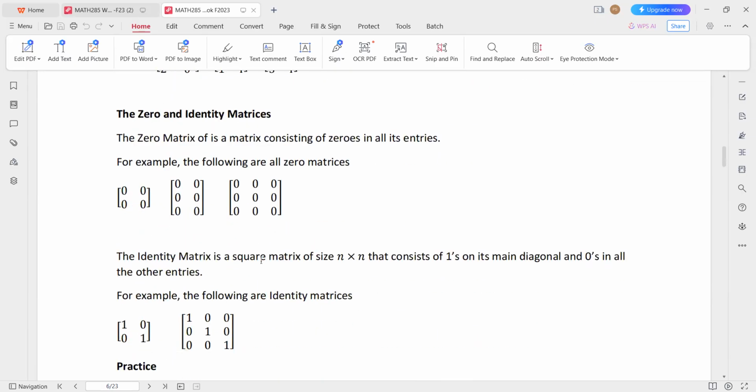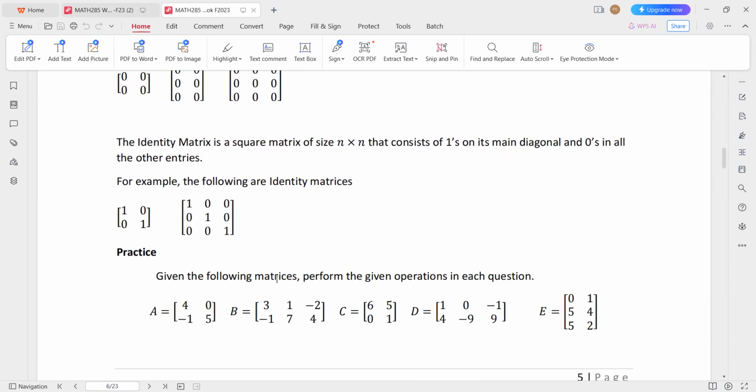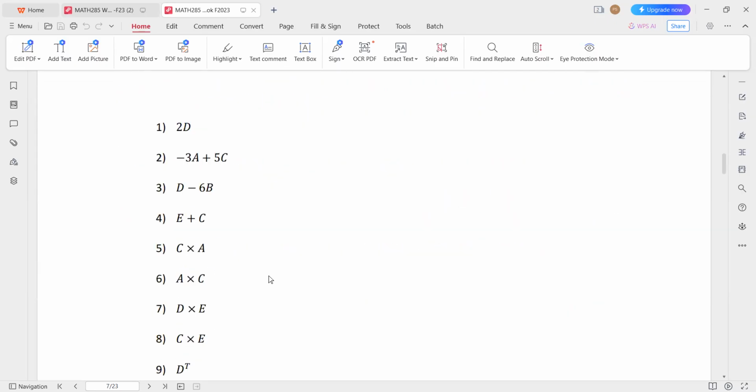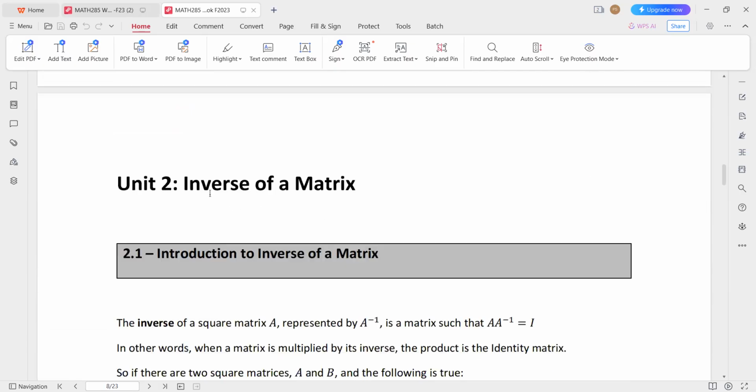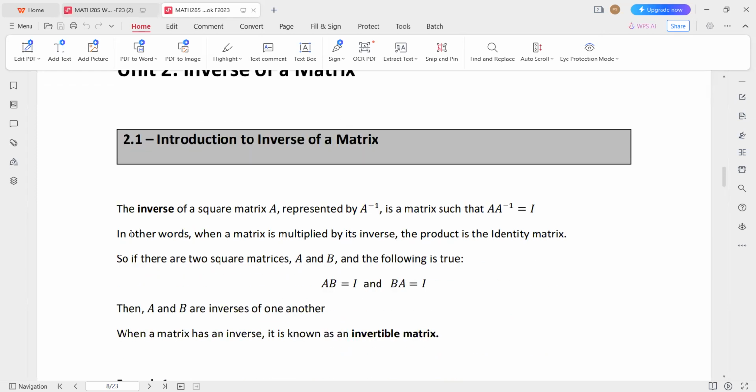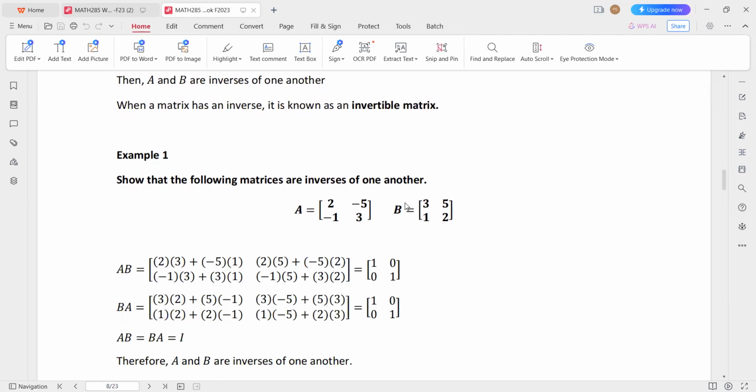So let's talk about some other questions. Let's move on. Let's see what we have. Yeah, so let's move on to inverse of a matrix. Inverse of a matrix is basically represented as A raised to power minus 1. So let's take a look at this as an example.